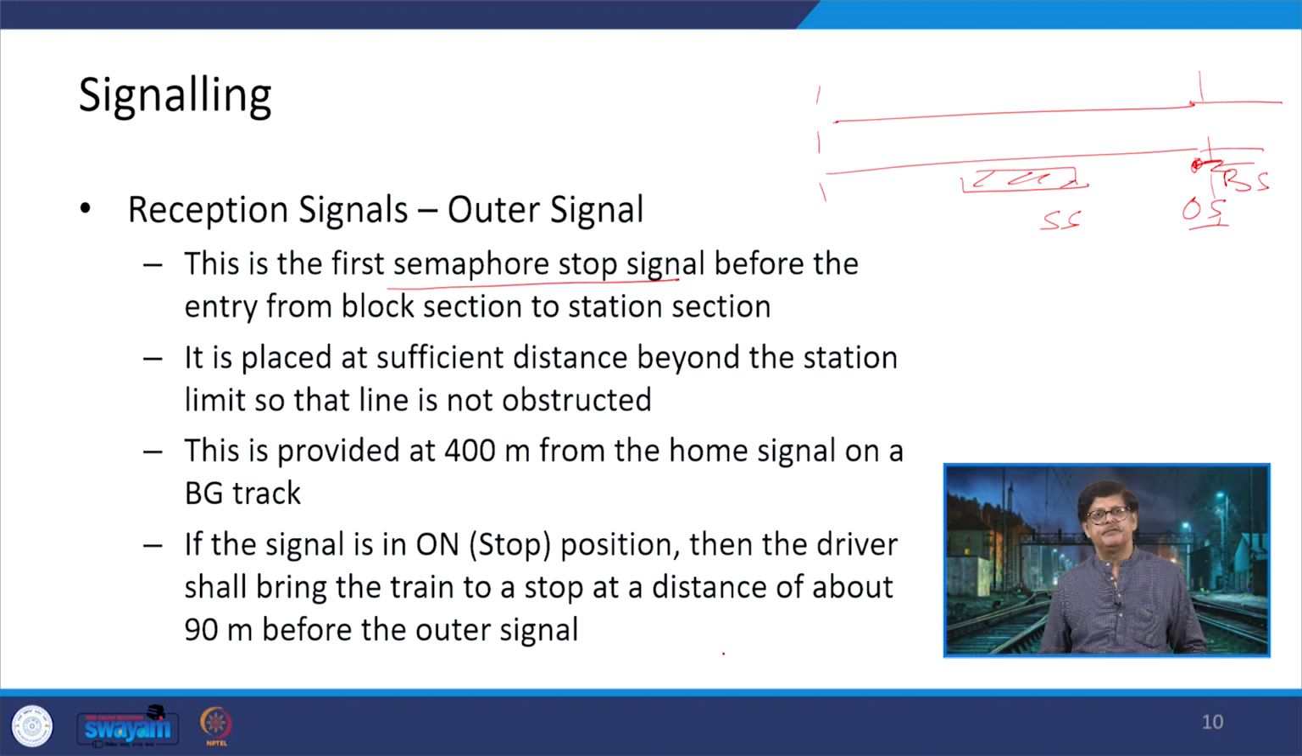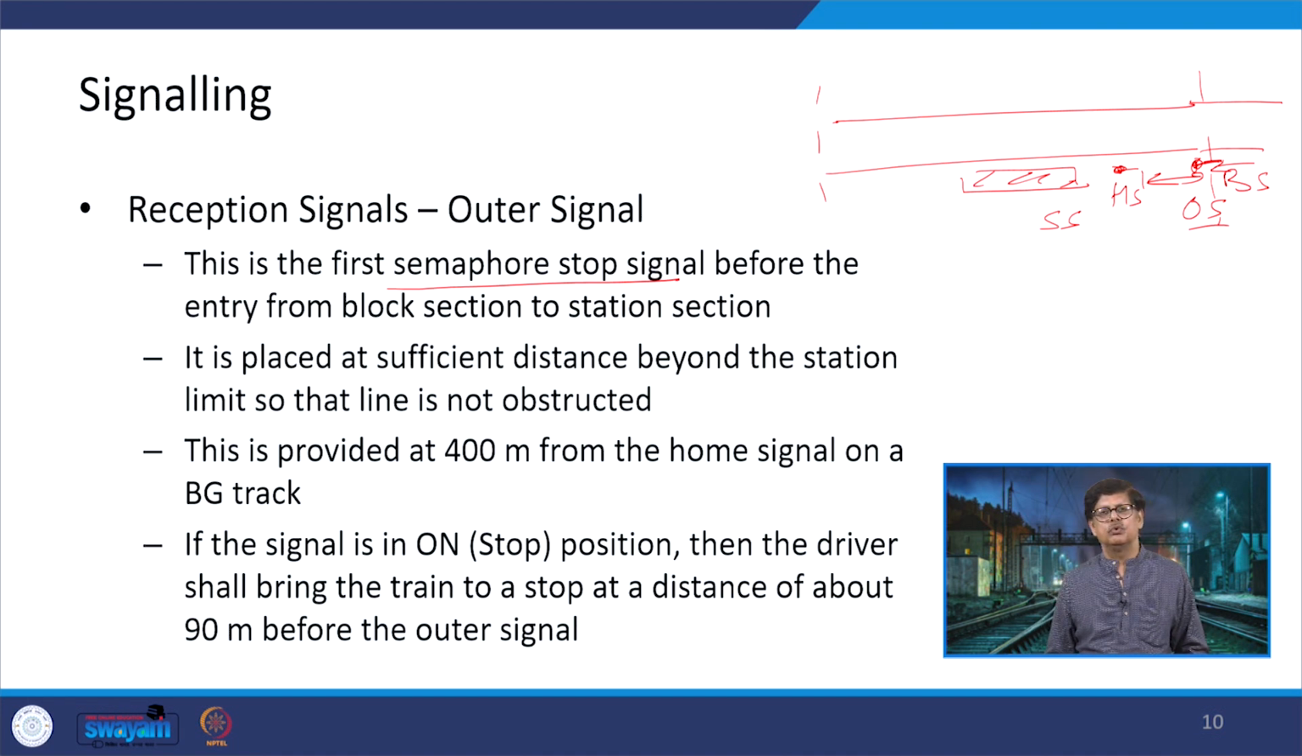It is placed at sufficient distance beyond the station limit so that the line is not obstructed. It is provided at 400 meters from the home signal on the broad gauge track. So, this is an outer signal. There is going to be another signal ahead which is a home signal, and the distance between the home signal and the outer signal is 400 meters.